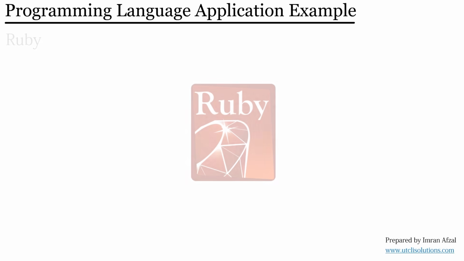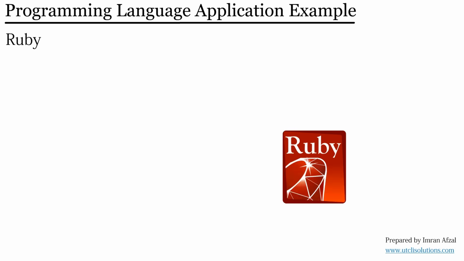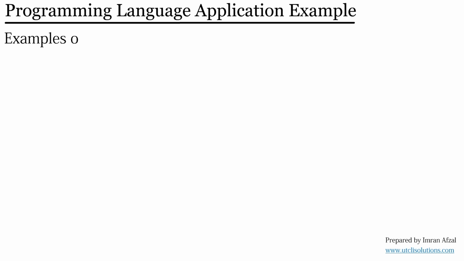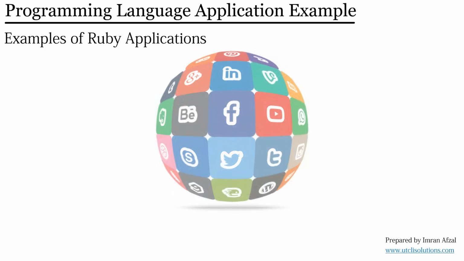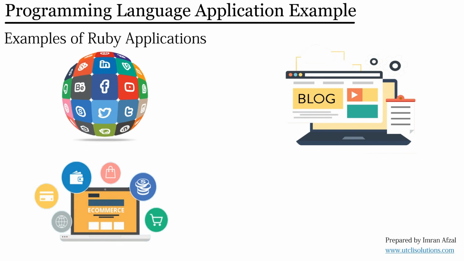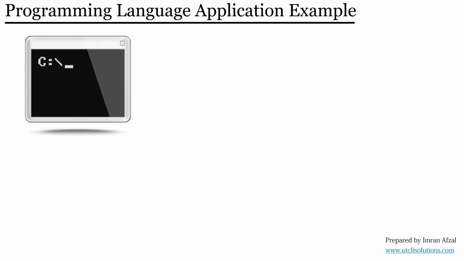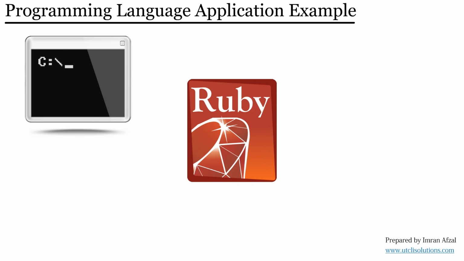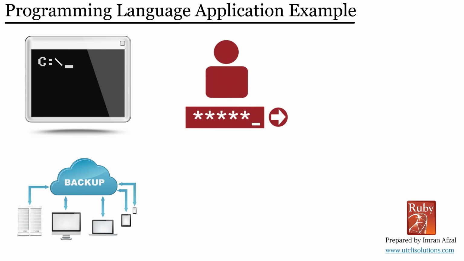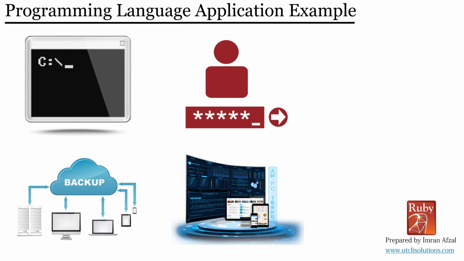Then moving on to Ruby. All right, Ruby is a dynamic object-oriented programming language known for its simplicity and readability. Examples of Ruby applications are web applications mainly used for social networking websites, online marketplaces, and blogging platforms. Then we build command line tools using Ruby, and those tools are like backup utility, password generator, network monitoring tools.